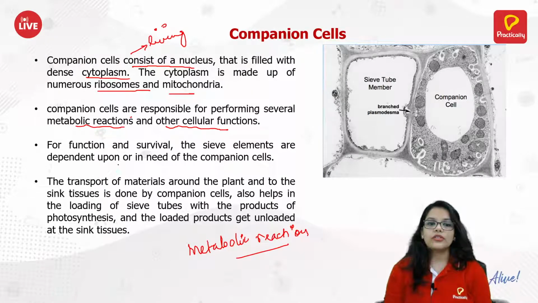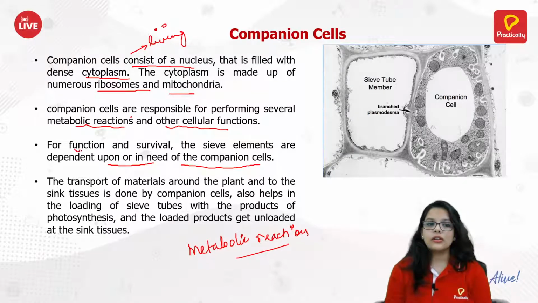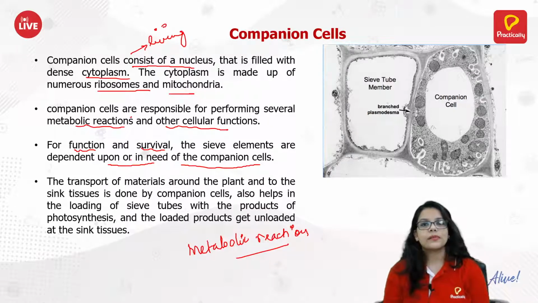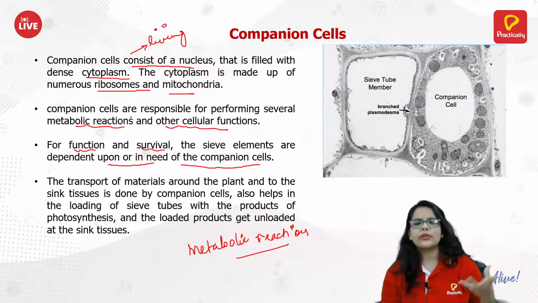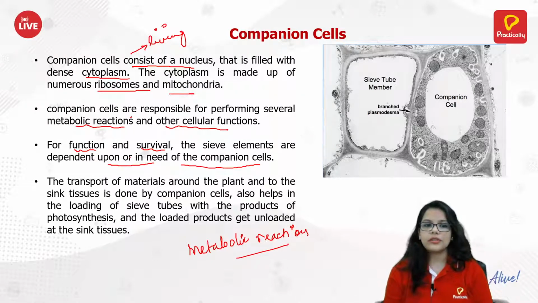For function and survival, the sieve elements are dependent upon the companion cells, because the companion cells have the organelles, and they do the metabolic activity and everything. So they are one of the major components here. The transport of materials around the plant and to sink tissues is done by companion cells, and they also help in the loading of sieve tubes with the products of photosynthesis.